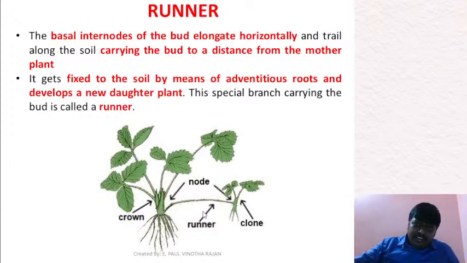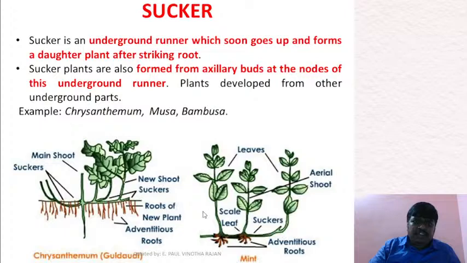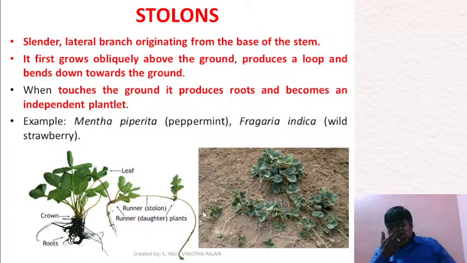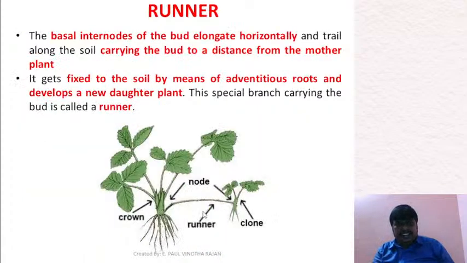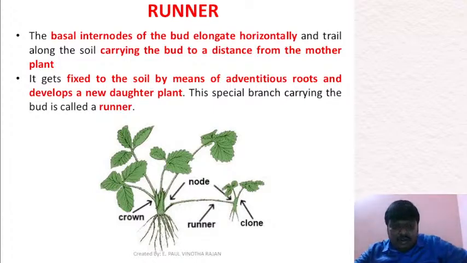So what is the major difference between the runner and the stolon? In the case of stolons, the lateral branch arises from the base of the stem. Whereas here, the lateral branches arise from the basal internodal regions.